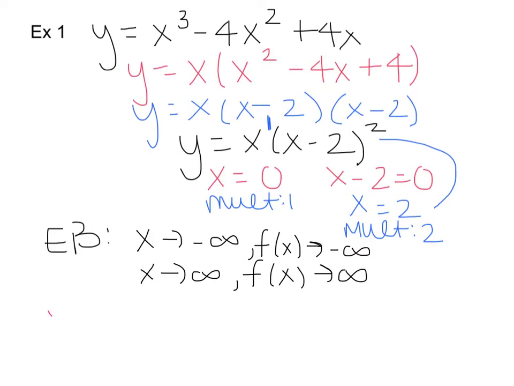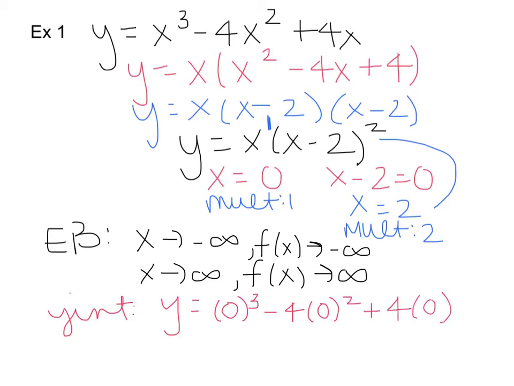Okay, let's also find the y-intercept. To find the y-intercept, you plug in 0 for x. You can either plug in 0 for x in the original function or in the factored one. Either way, you get the exact same answer. So, since I'm multiplying by 0, it gives me a y-intercept of (0, 0).